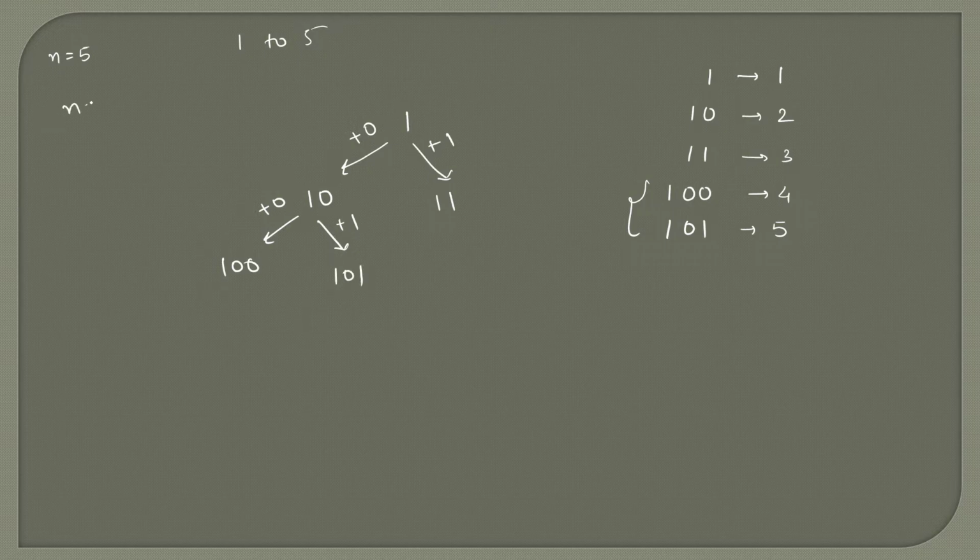Now let's say we had n equal to 7. The next numbers would have been 110 for 6 and 111 for 7. How would these numbers have come? We would have taken 11 and appended 0 and appended 1. This would have given 110 and 111. So this is how the binary numbers are generated.